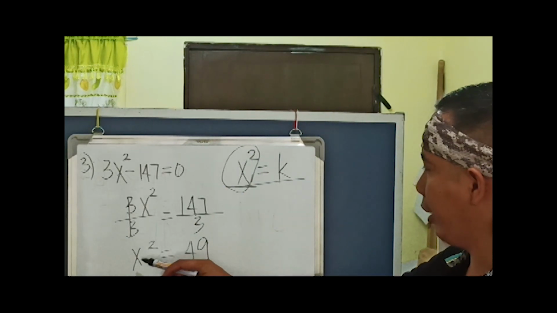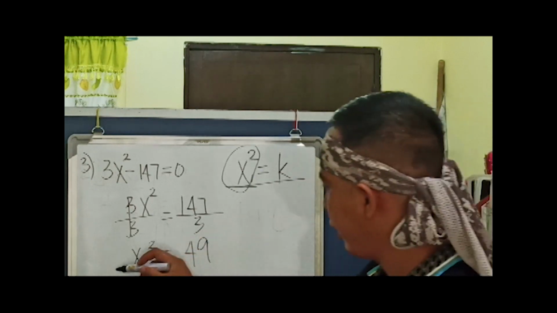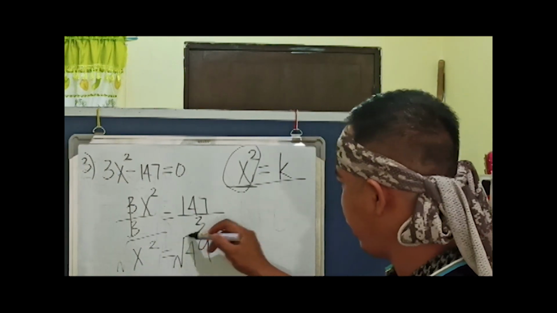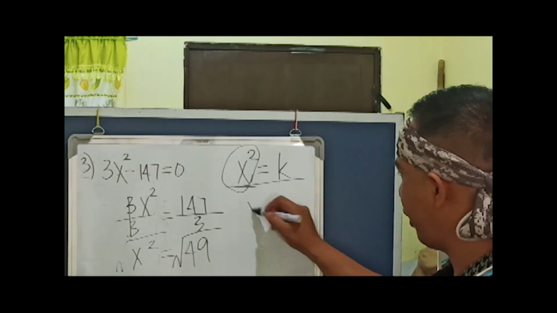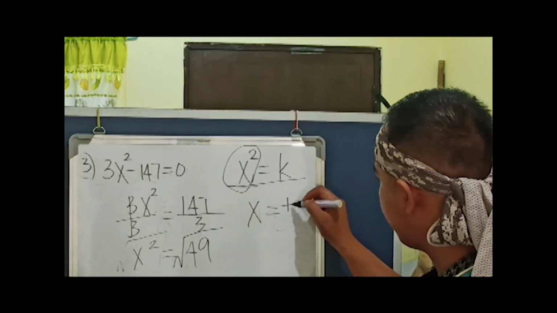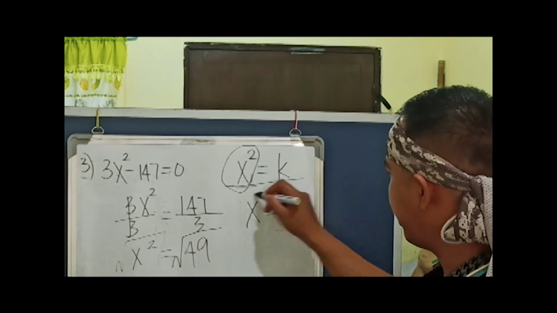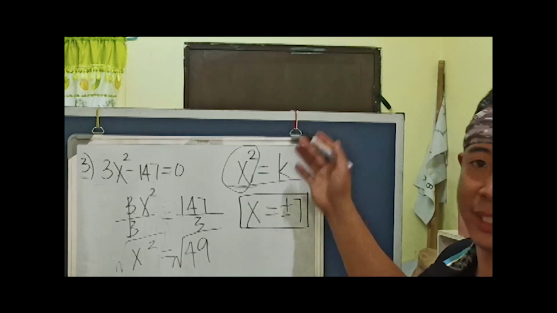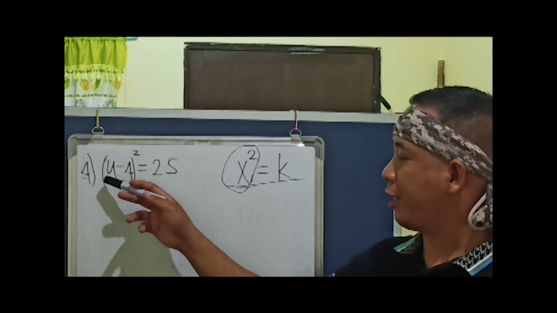Now, this time it's already in the form x squared equals k, so we can extract the roots. Extract the roots. Square root of x squared equals x. Square root of 49 is plus minus 7. Okay, that's it. Let us have our last example.